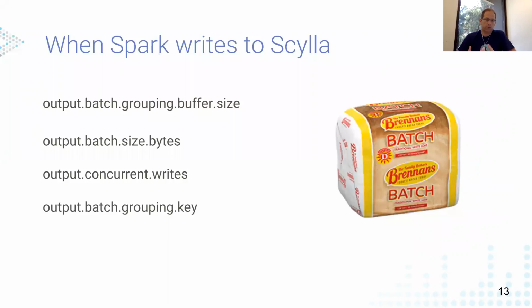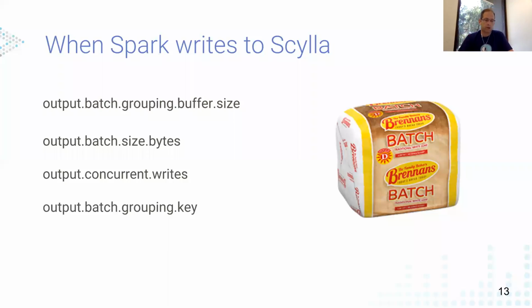Therefore, the connector makes an effort to control the batch processes. The first item that we will be discussing is the batch grouping buffer size. The default is 1,000, which means that every Spark task will aggregate up to 1,000 batches before actually accessing the Scylla cluster. The benefit is reduced chatter between the Spark node and the Scylla cluster. The disadvantages are latency and reduced throughput, because your Spark cluster is waiting to aggregate enough batches.